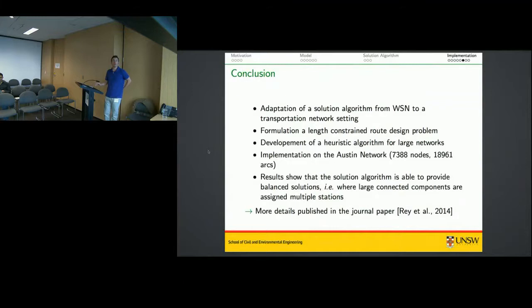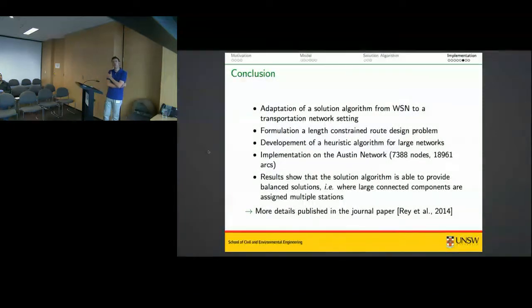So in conclusion, I'll just summarize the big lines of this talk. Basically, we adapted the solution algorithm from wireless and some networks to a transportation setting. We formulated a length constraint route design problem and developed a heuristic algorithm for large networks, which we have observed is able to correctly reproduce the behavior that we expect from the model.